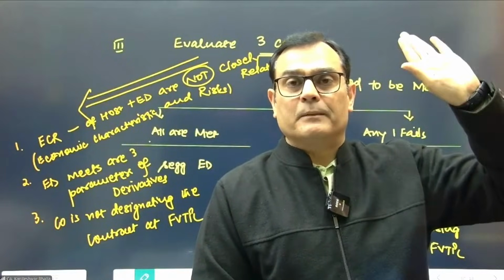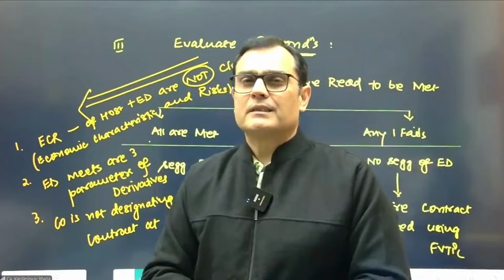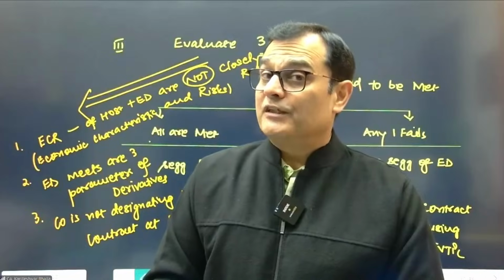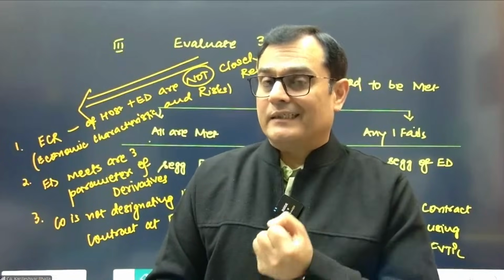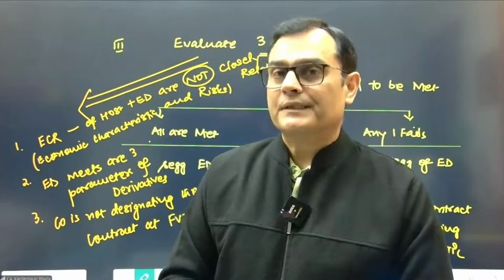The ED should meet the parameters of a derivative. And number three, the company has decided not to designate the instrument at FVTPL. If these three conditions are met, I'll segregate the ED. If they are not met, I will not segregate the ED.